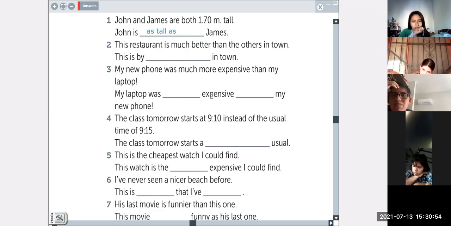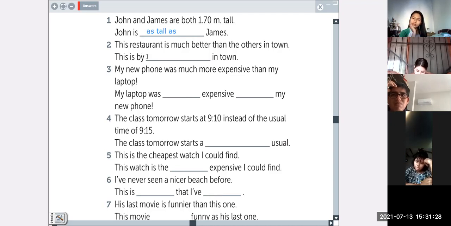This restaurant is much better than the others in town. Okay, let's read the sentence. This restaurant is much better than the others in town. So we are comparing one restaurant with the rest of the restaurants in the town, right?